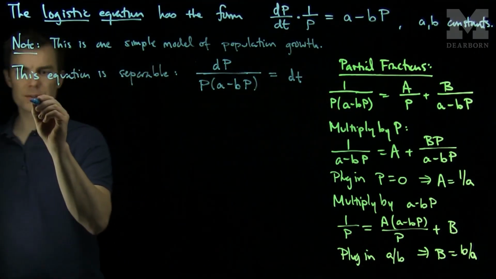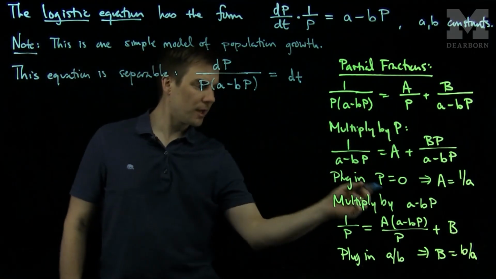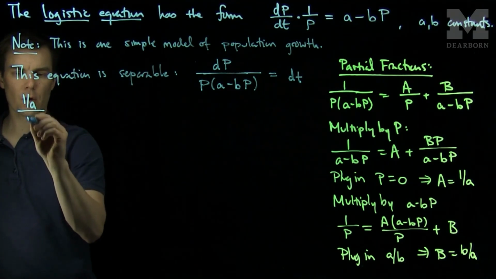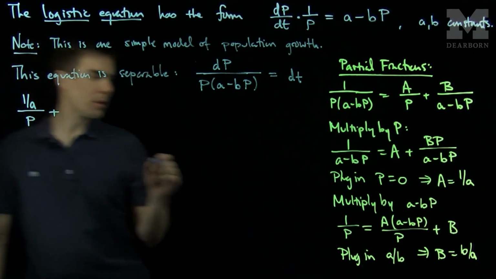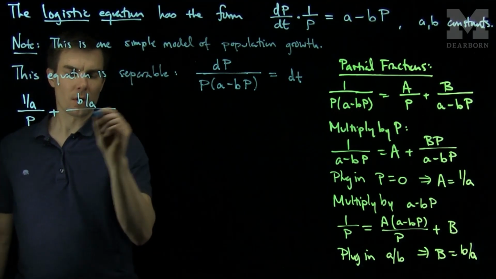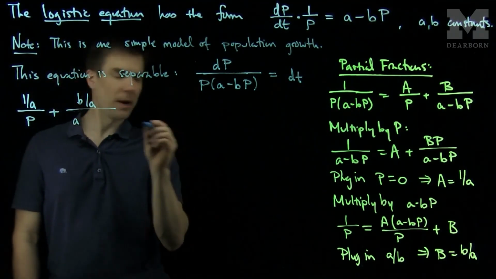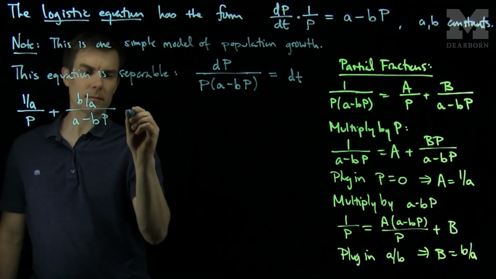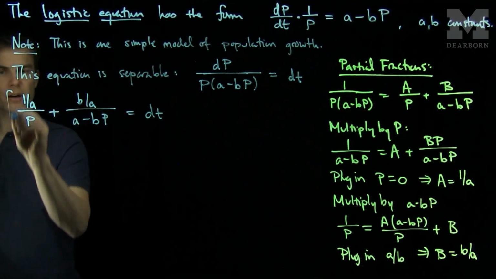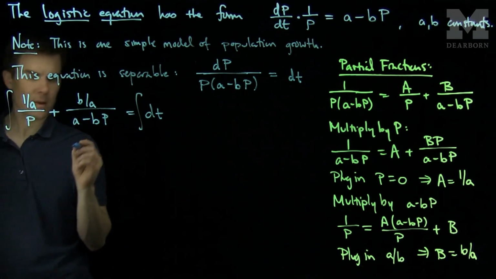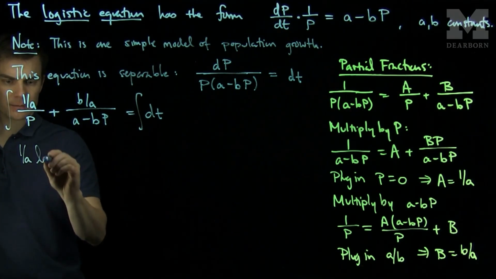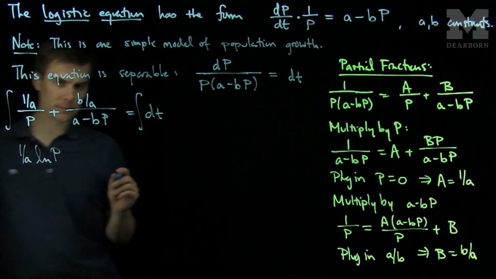Now we can go back to our original problem and write it as A over p, and we found that A was 1 over a, so I'll have 1 over a over p, plus B, which we found to be b over a, over (a minus bp), equals dt. We can integrate both sides, and we will get a 1 over a log of p.